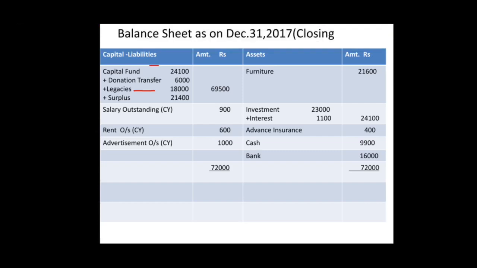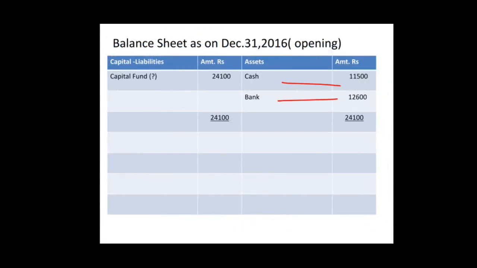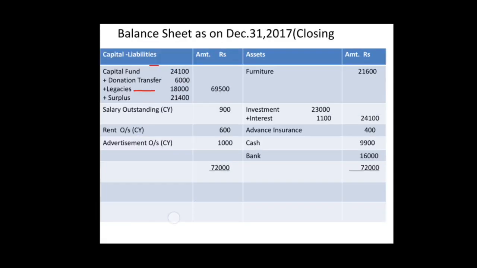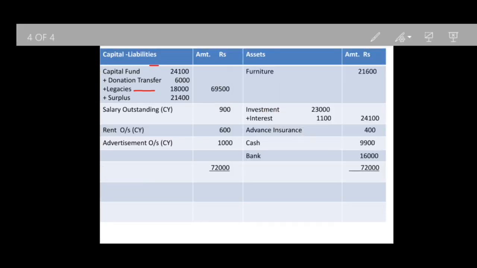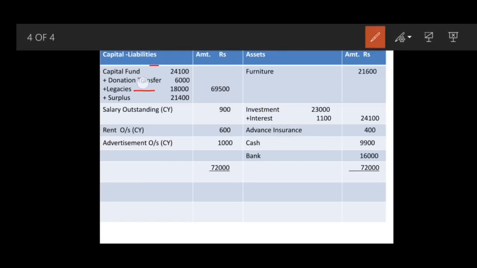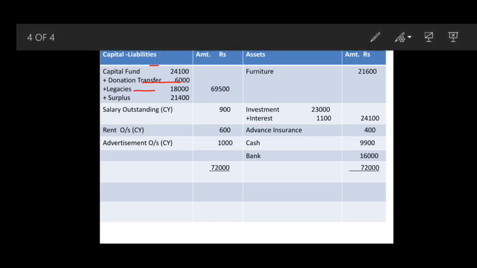So come to your balance sheet. Over there, write down closing balance sheet. Over there write down, you already mentioned capital fund plus legacy already there, plus donation transfer rupees 6,000. Then next, insurance premium was paid in advance for 3 months.